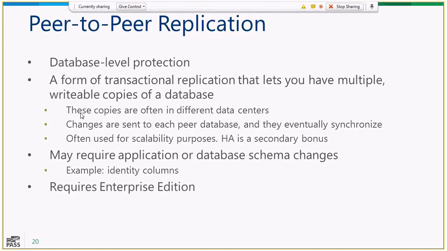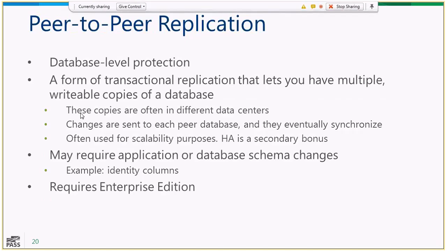Now, peer-to-peer replication gives you database level protection. It's just another form of transactional replication that lets you have multiple writable copies of a database, and they can be in different data centers. As you make changes in each one of your peer databases, they eventually get synchronized to all the other peer databases. Quite often people do this to try to get some scale out ability just using the built-in features of the product. The HA part of it is just sort of a secondary bonus.